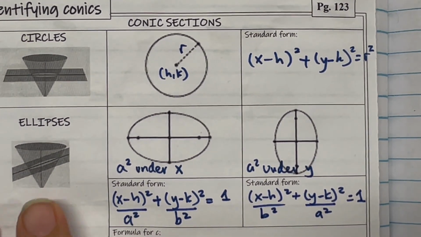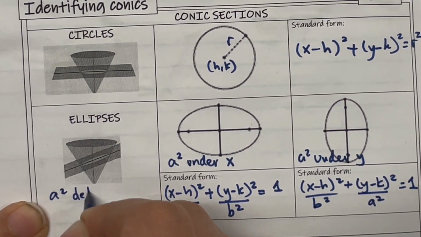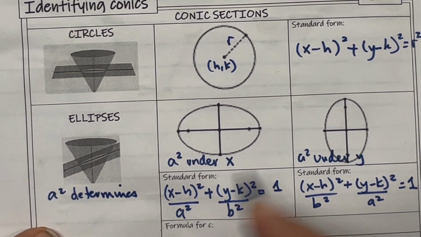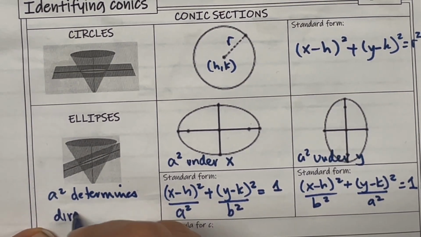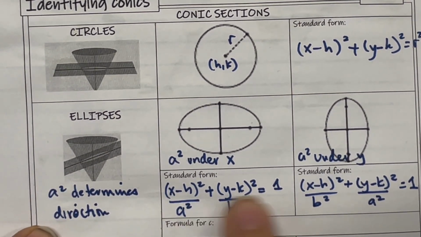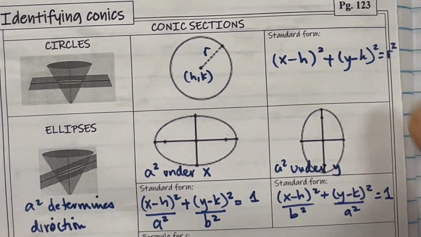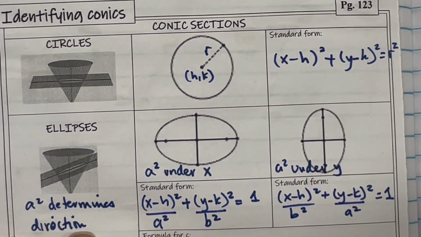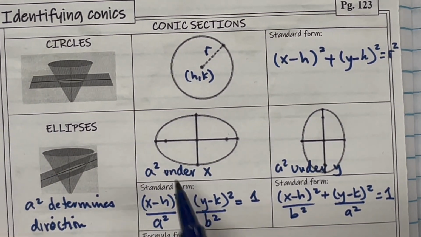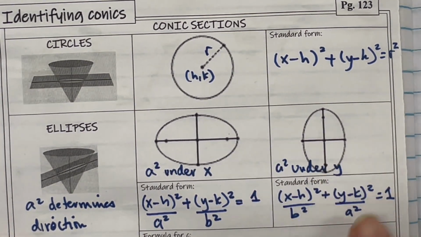So again, in ellipses, I can just write here, a squared determines direction, just like a circle. So it looks very similar to this, only we have fractions and r is 1. Okay, so a squared is what you look for in ellipses to determine where to put the a squared. It determines whether it's stretched horizontally, under x, or vertically, under y.